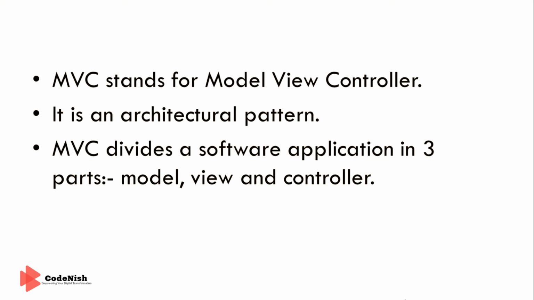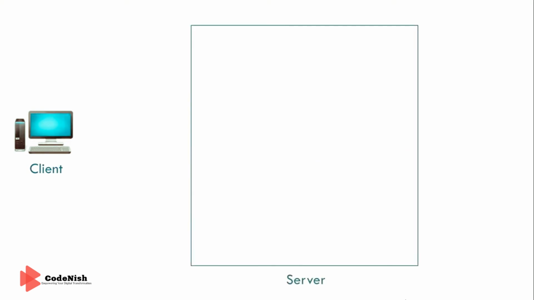Now let's see how an MVC pattern is implemented in a web application. Let's say we have a client, a server, and a database. These are the three main components of any web application. Now let's say our client wants to see a list of all products which are stored in this database. Our database stores information about different products, so it can be TV, mobile phones, etc.